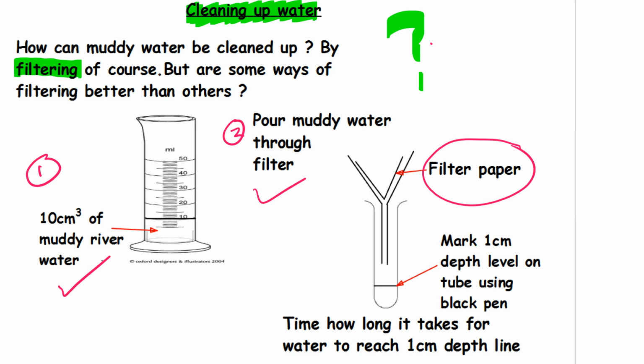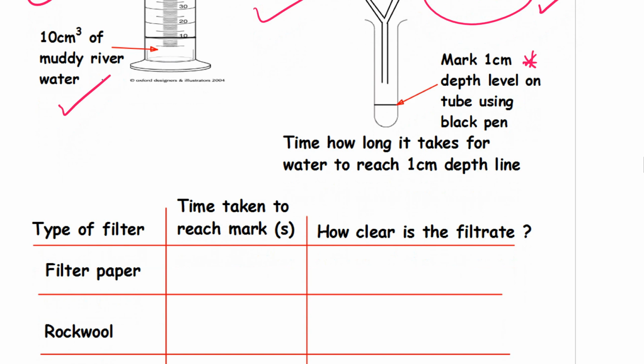And then on the test tube, we're going to mark off a 1 centimeter depth level using a black pen, and using a stopwatch we're going to time how long it takes for the muddy water to filter through the filtering system. Now, I've already said filter paper is one system. Let's have a look at the other two.